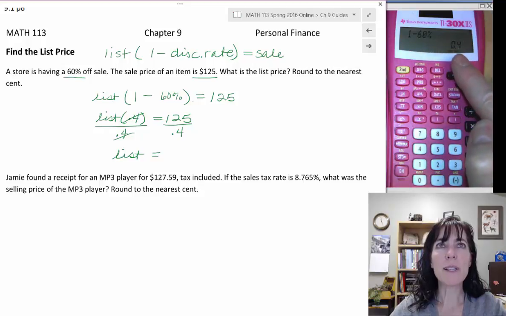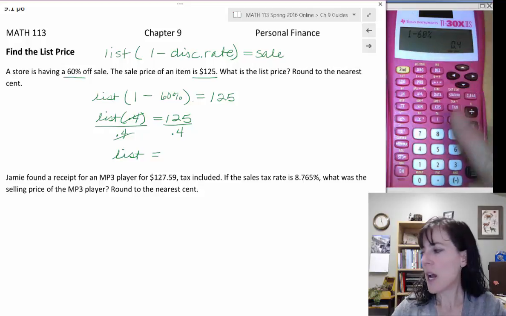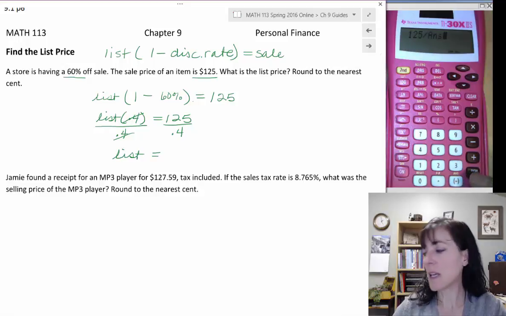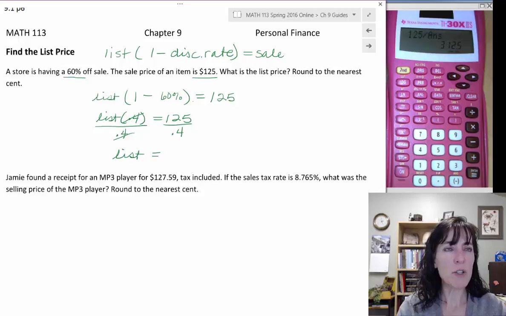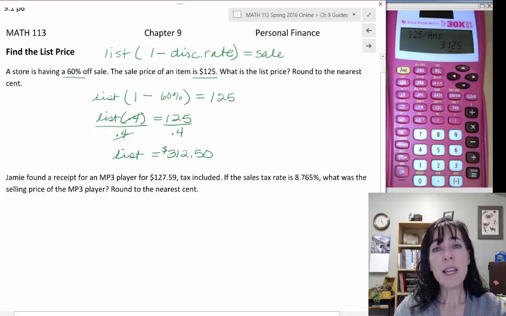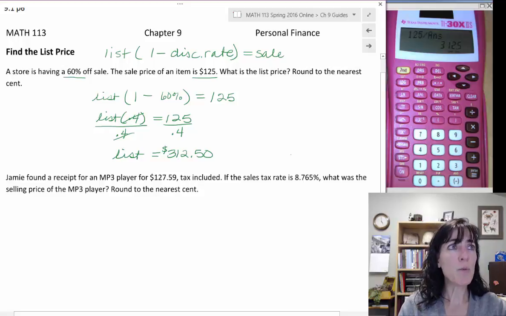The 0.4 is sitting right there on my calculator, and I need to do 125 divided by that 0.4, so then I'll do second and then that minus button to get answer and push equals, and then I have $312.50. Now to check myself, which I really want to do, so first I'll write out my answer. The list price is $312.50.